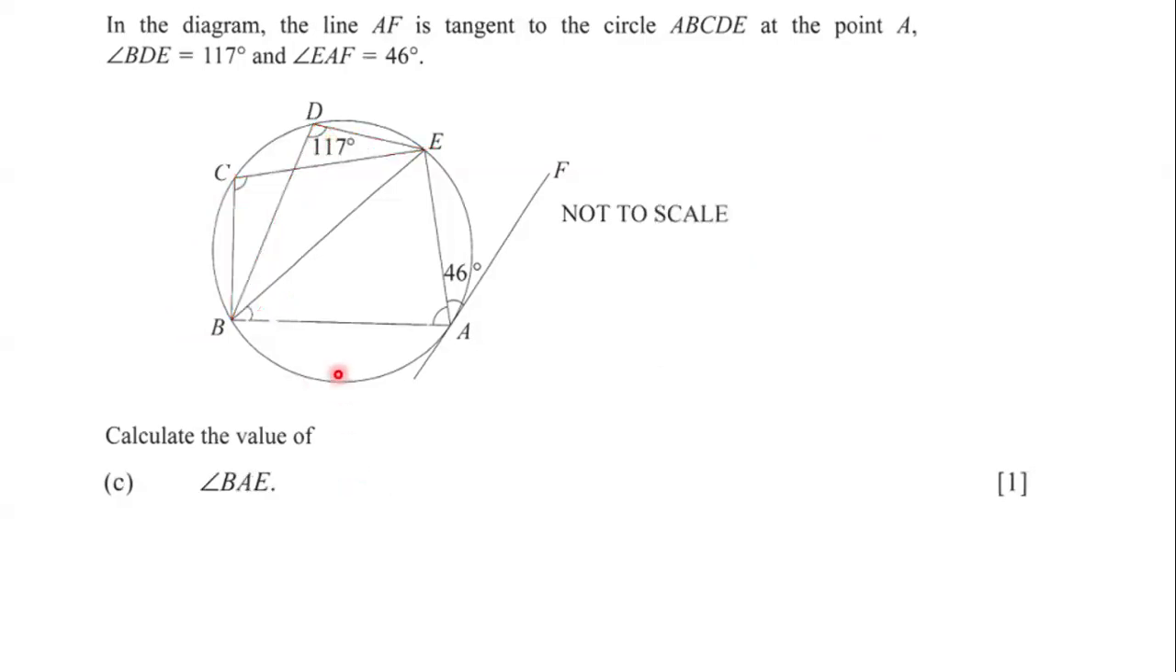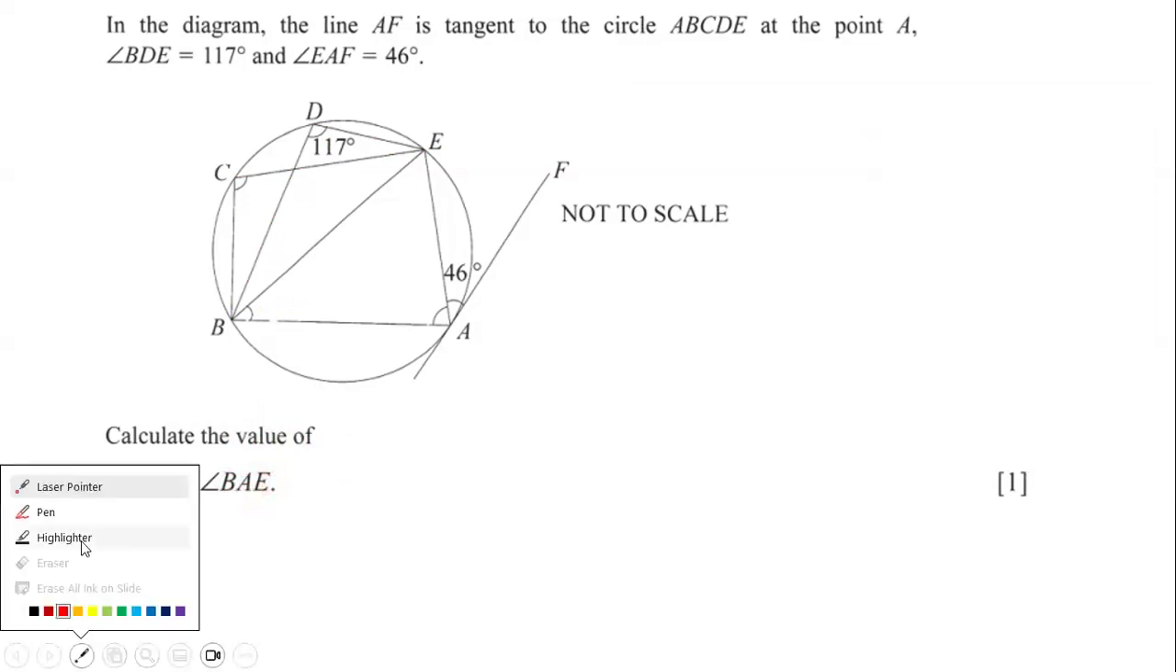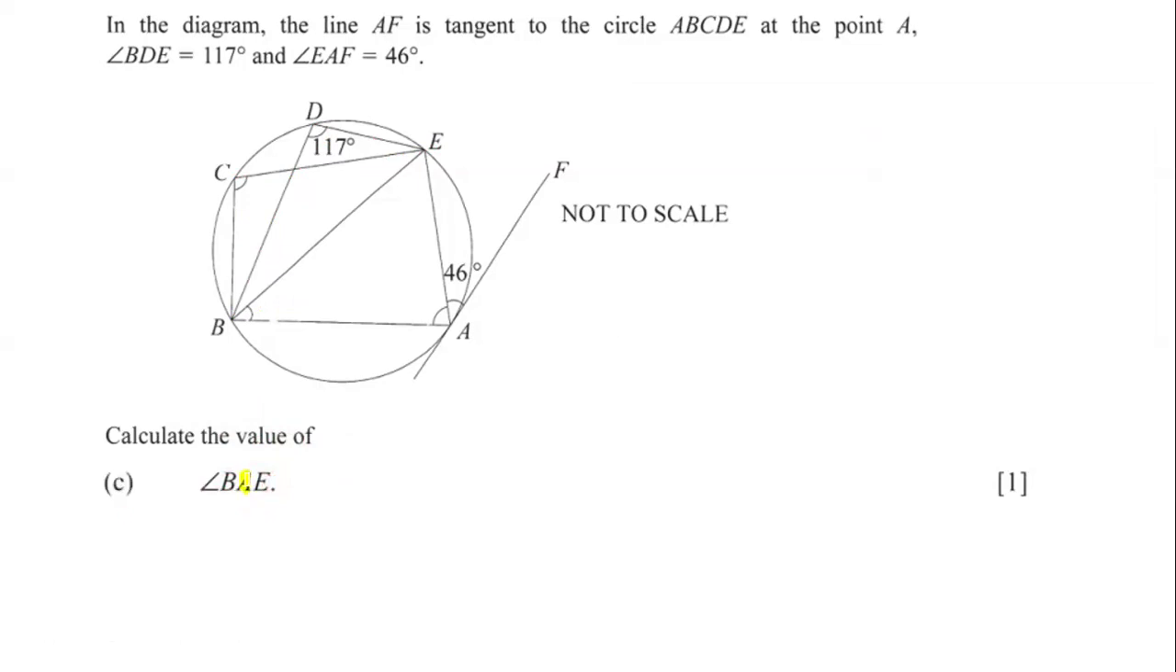Okay, let's move on to the next question. It says, calculate the value of angle BAE. So let's go to angle BAE. This is BA, and E. What they want us to figure out is the size of this particular angle. What is this angle equal to? But if you notice, this is actually a cyclic quadrilateral. Let me show you the cyclic quadrilateral.